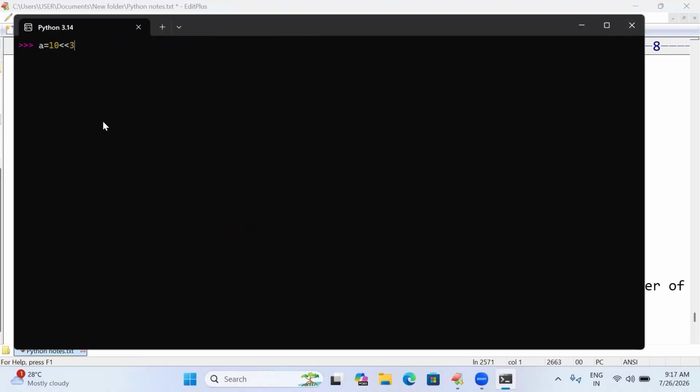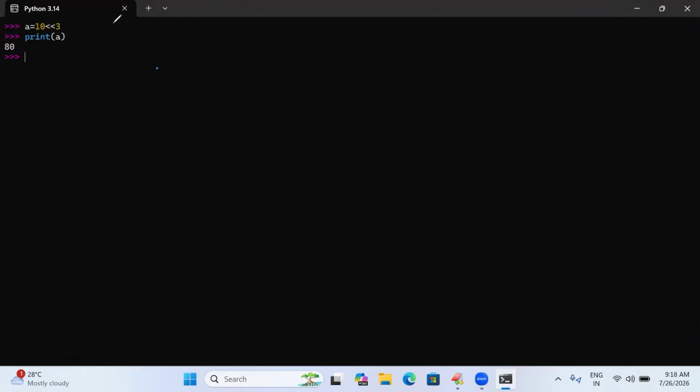So the output is going to be 80. See here, if I try to print A, the output is going to be 80. See, 80, right? So why is the output going to be 80? See here, we declared 10, right? So 10 left shift 3.